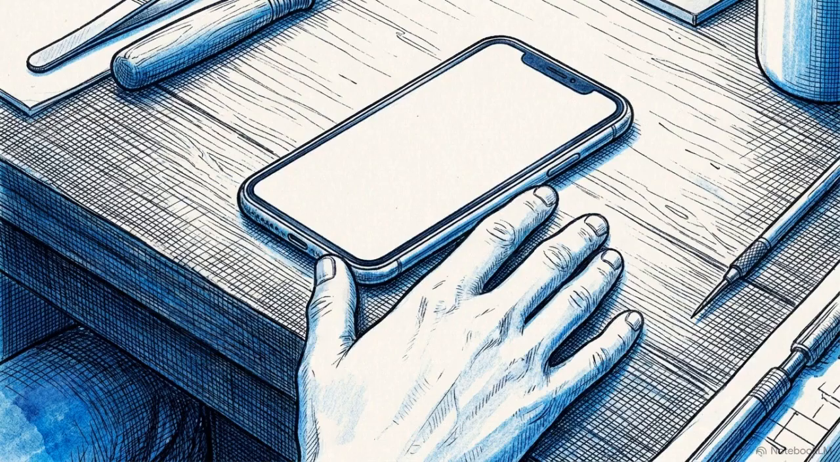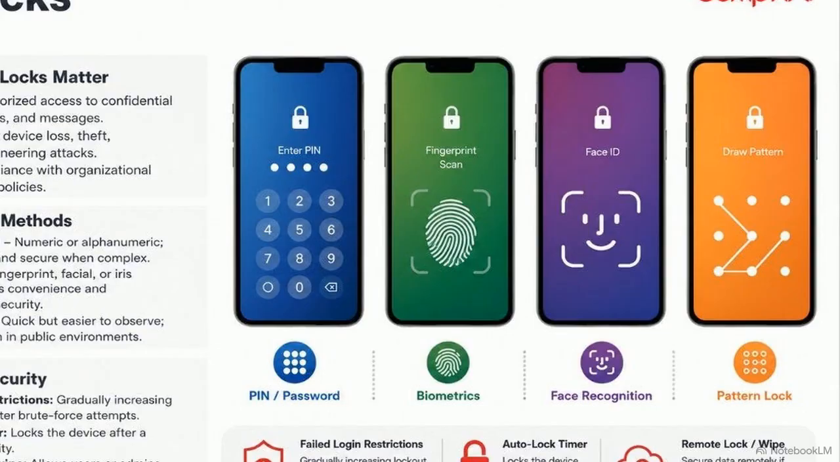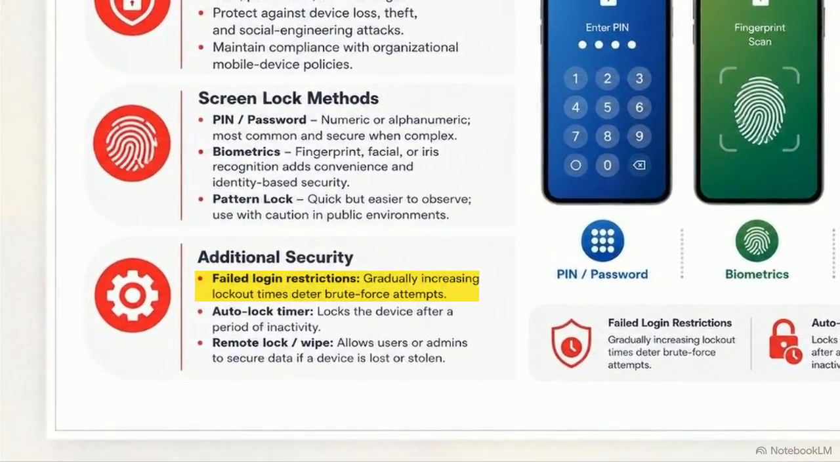The foundation of this defense stack begins at the local device level, starting with access control. A screen lock is the primary physical barrier preventing an unauthorized user from simply picking up a device and reading confidential emails or corporate messages. Mobile operating systems offer primary authentication methods: alphanumeric pins, biometric scans, and pattern locks. Simple locks can be bypassed by brute force guessing algorithms, so they require programmatic restrictions.